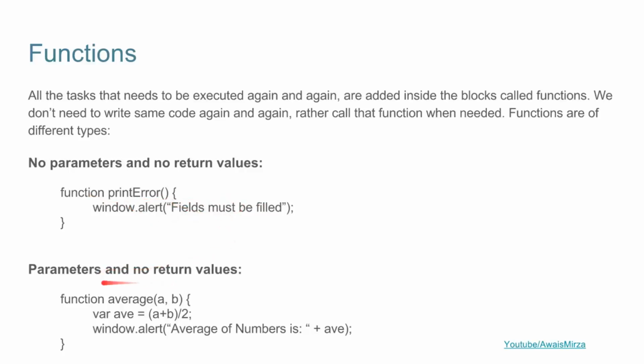The next example of a function is parameters and no return value. So what if I want to give a function values? There can be multiple values, or one value. So I'm giving it an example, and I want it to show the result of the average of these two numbers. So this a is an integer, this b is an integer. I am adding up these values and dividing by 2. The result is going to be stored inside ave. All right, and it's then going to print the result of the ave variable with the string "average of numbers is" this. So this is the second form of function.